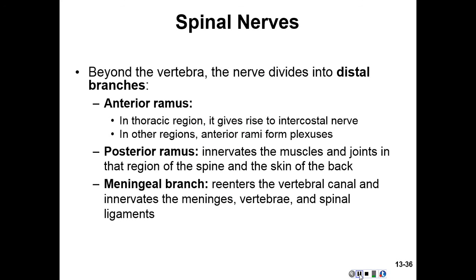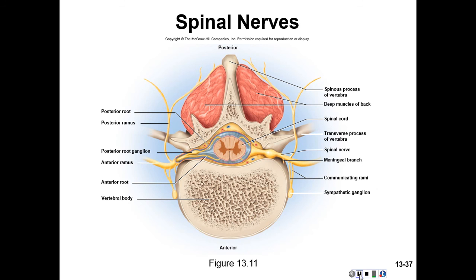Alright, anterior ramus, they give rise to the intercostal nerves that come through the intercostal spaces. They take care of the anterior aspect of the chest and trunk. Posterior takes care of the dorsal or back portion of the body. Again, your meningeal branches from the vertebral canal. You've got your dura mater, your pia mater, and your arachnoid, and they surround the spinal cord with the cerebrospinal fluid.